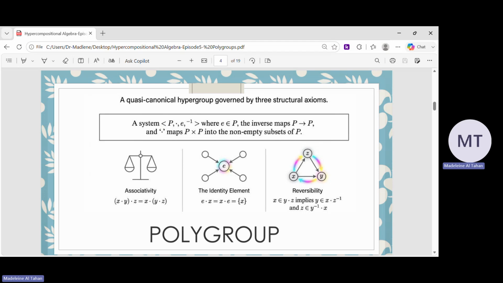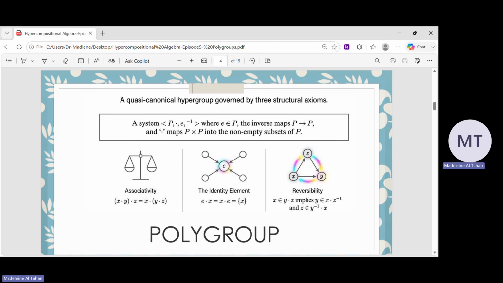We now introduce the formal definition of a polygroup. First of all, a polygroup is a hypergroup equipped with two additional features, the identity and the inverse for every element, and it satisfies this condition. So if we look here, E is an identity with X belonging to E times X equal to X, and we have the reversibility property. And we have, of course, the associativity because it is a hypergroup.